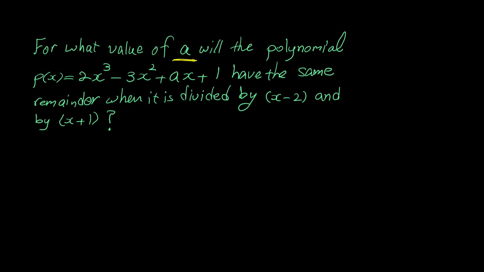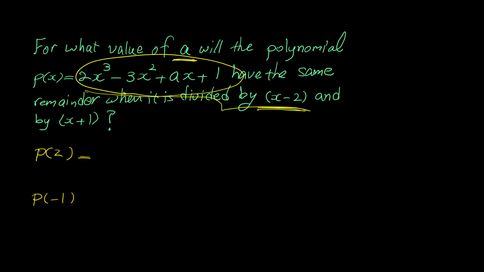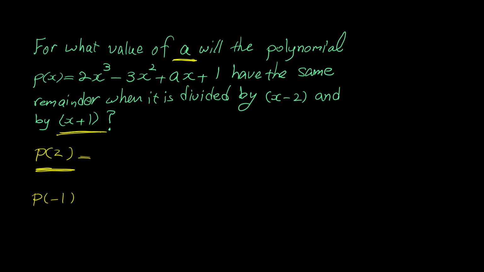Based on the remainder theorem, we know that the values of the remainders are p of 2 and p of negative 1. If we divide this polynomial by x minus 2, the remainder based on the remainder theorem is equal to p of 2. And if we divide this polynomial by x plus 1, the remainder is p of negative 1. So these two remainders should be equal. And then by setting them equal to each other, we can find the value of a.